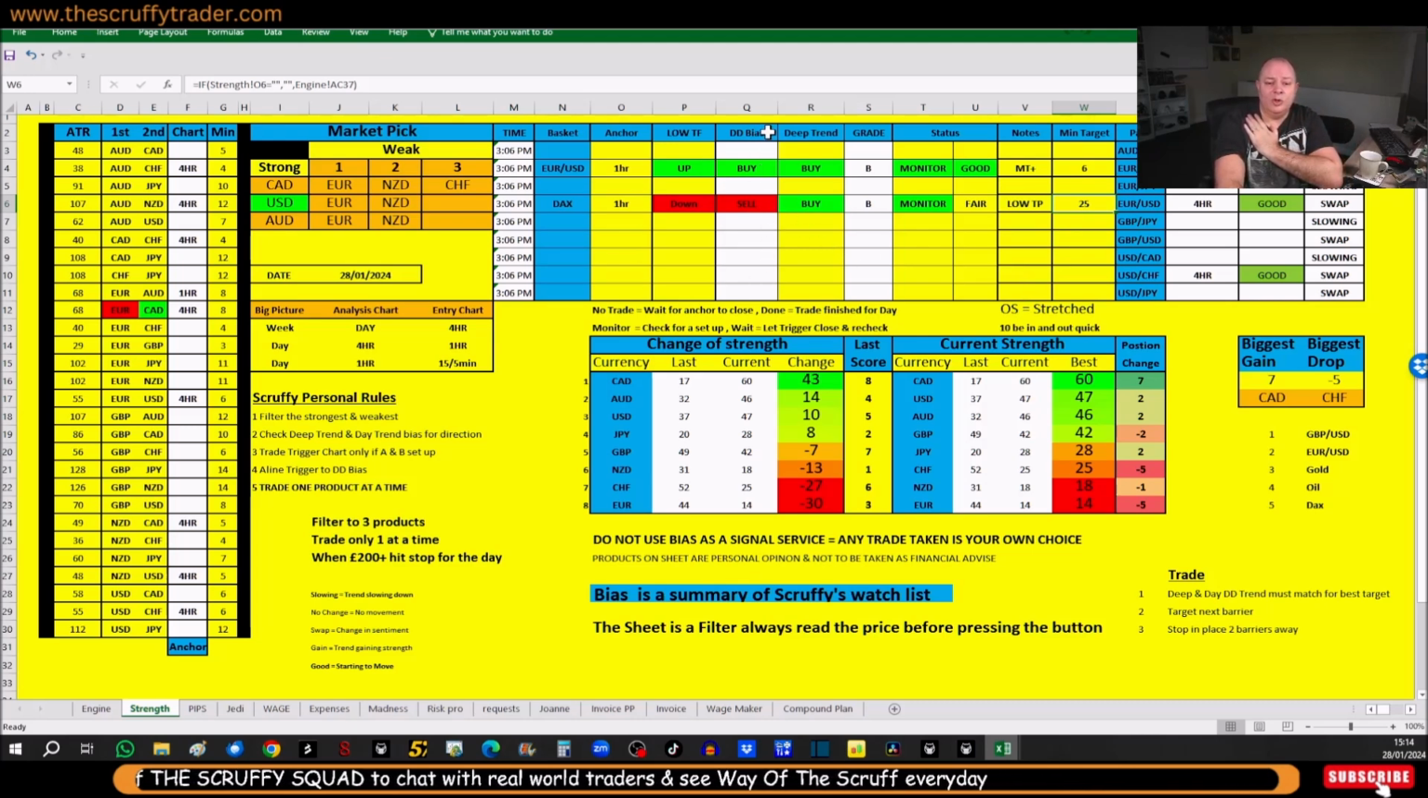Which one do you look at to make your decision as to whether you're going to buy or sell? It's these two here, okay? This is your main one, and your ideal situation is you want your low TP and your double D to be in the same direction, and if they're not, leave it alone. And if you happen to be going along with the deeper trend as well, as it is above, then you'll be able to run your trade longer because you've got all the wind in your sails.